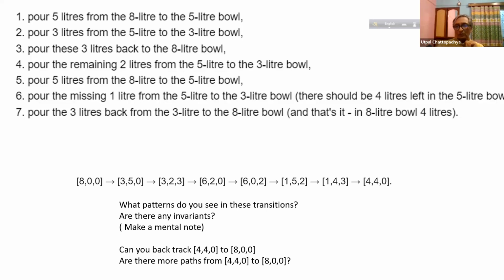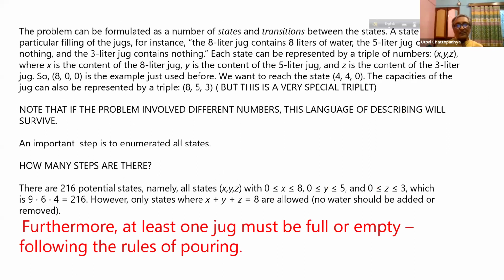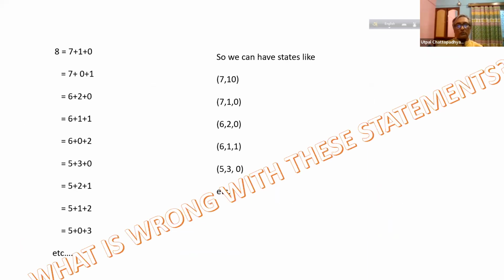So therefore, the invariant here is that throughout this, there has to be at least one jar which is either completely full or completely empty. So for example, in 620, the third jar is completely empty. In 602, it's the second jar that's completely empty. Look through everywhere. In 143, the third jar is completely full. Do you see that? Yes, sir. So now do you understand what I say? At least one jug must be full or empty following the rules of pouring. So 611 is not possible.